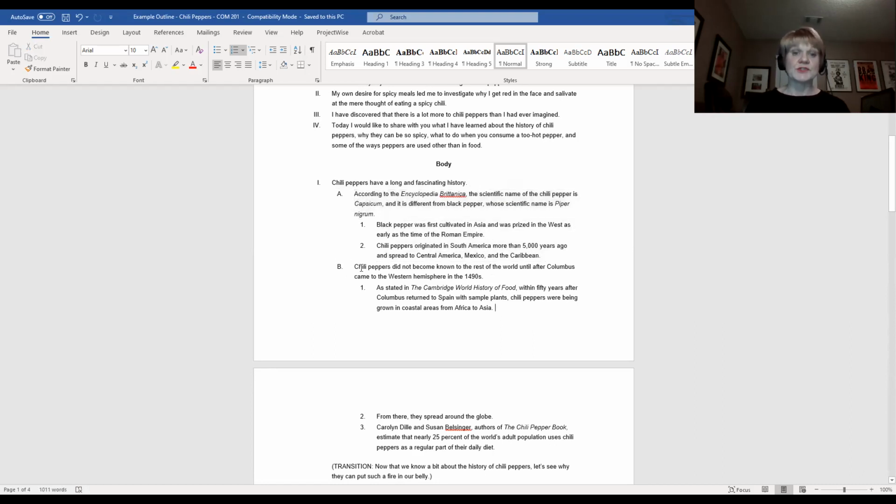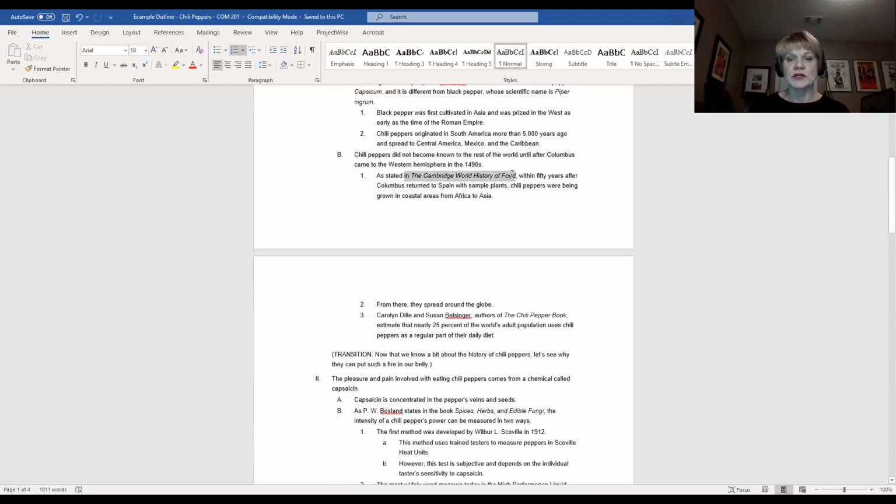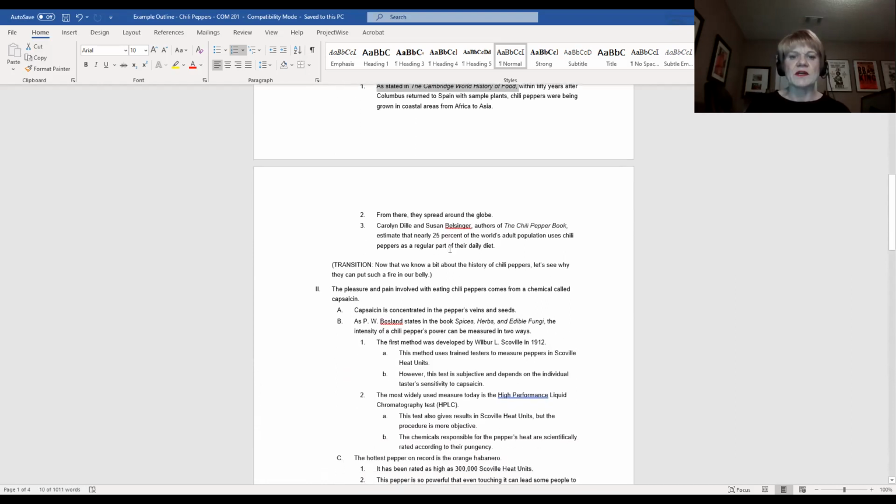So then I get to my second sub point, that they didn't become known to the rest of the world until after Columbus came to the Western Hemisphere in the 1490s. And here, all of this bit of B comes from the Cambridge World History of Food. That's where I got this information from. So, as stated in the Cambridge World History of Food, lets you know this is where I got this part of this information. And then, because this bit from the chili pepper book only has to do with this little sub point number 3, I'm kind of keeping that one by itself. Carolyn Dilley and Susan Belsinger, the authors of the Chili Pepper book, estimate that nearly 25% of the world's adult population. Okay, you're seeing how that works.